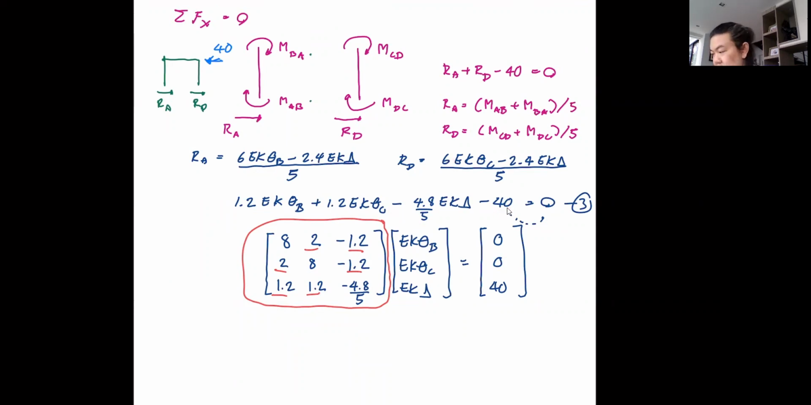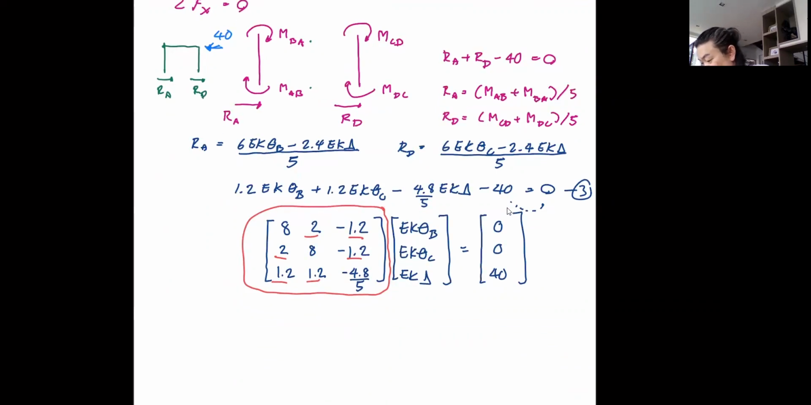Okay, now this is a very smooth sign convention application. So now I went ahead and solved for this. Now I got EK zeta B equal to minus 7.14286.